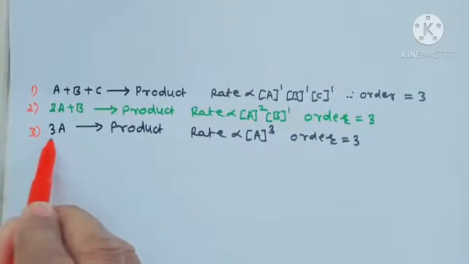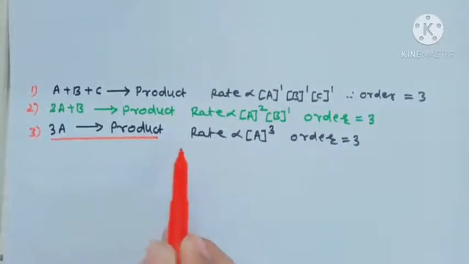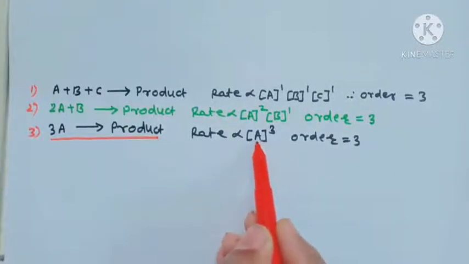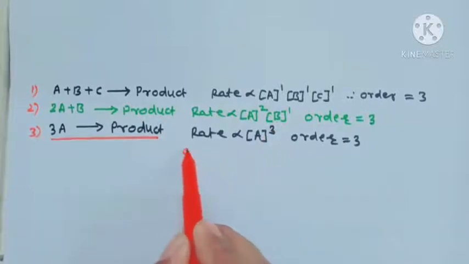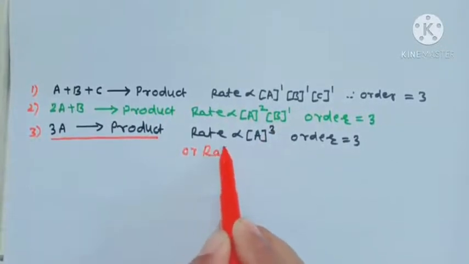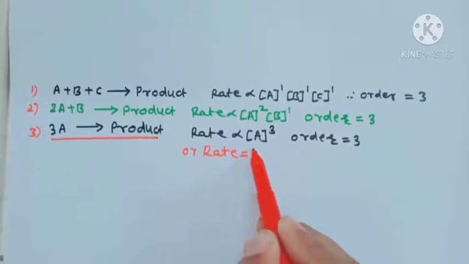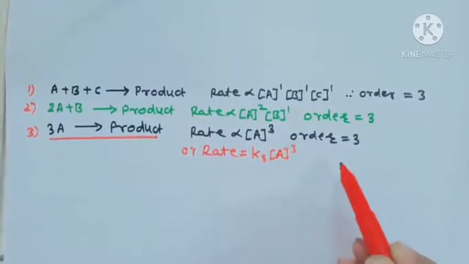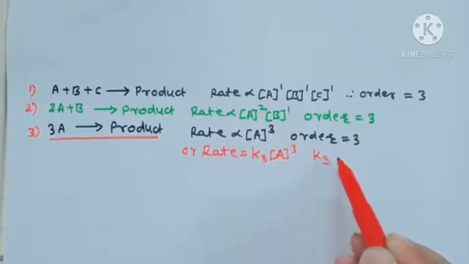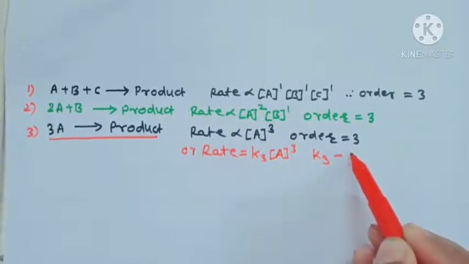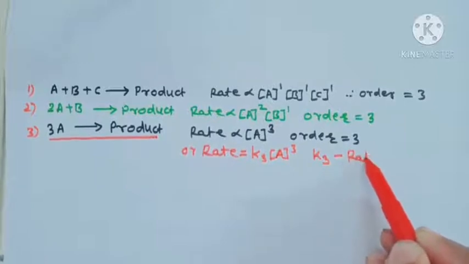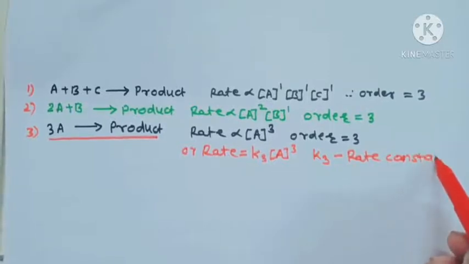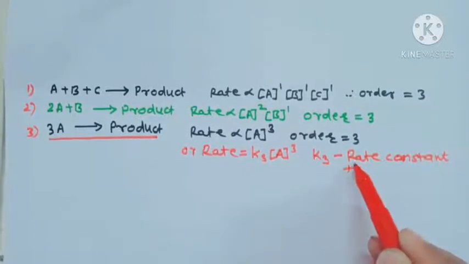So what we are considering is thrice A giving rise to the product, and we have already derived that the rate is directly proportional to the concentration of A raised to 3. Here you can write down rate is equal to K3 into A raised to power 3. So what is K3? It is the proportionality constant and it is called the rate constant in kinetics. Rate constant for third order reaction.